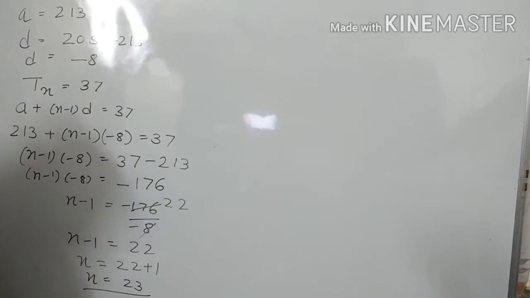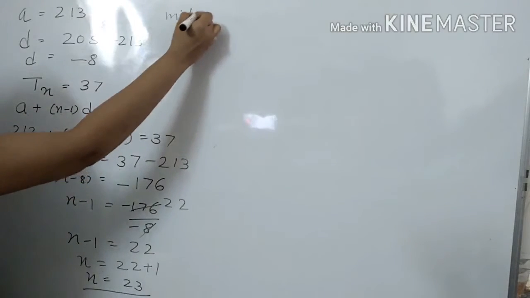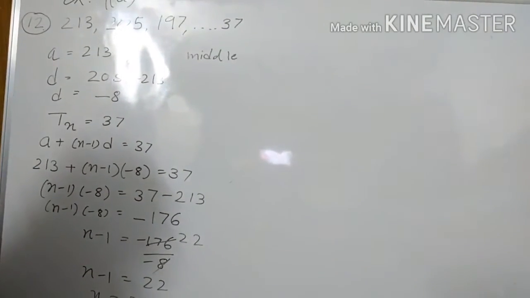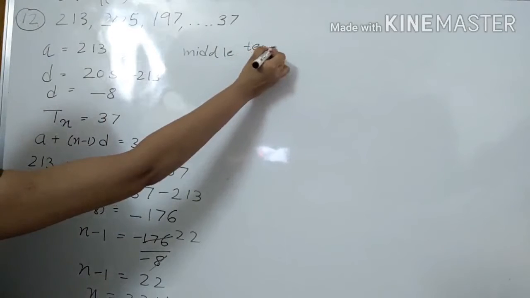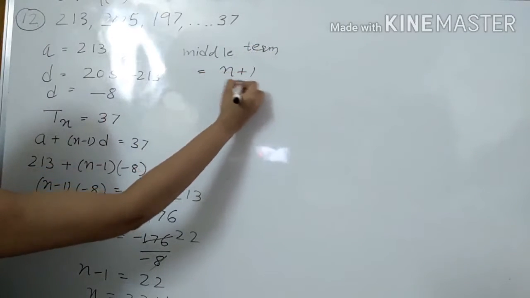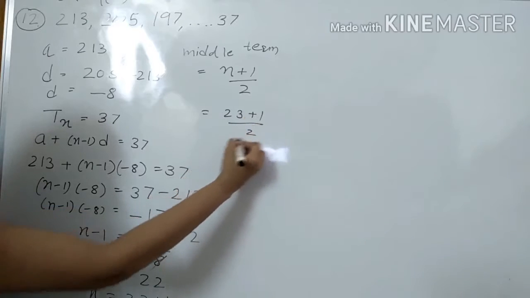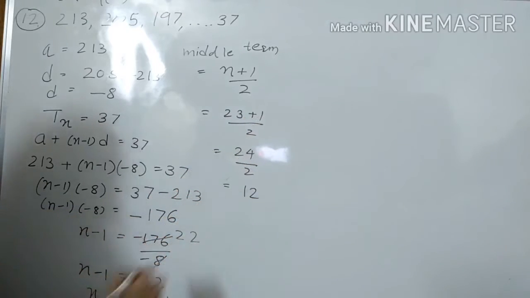So here we have to find the middle term. How do we find it? Using our middle term formula. Students, we have already studied the middle term formula in our statistics, that is the median. So the middle term is equal to n plus 1 by 2. Now what n did we find? 23 plus 1 by 2, that is 24 by 2, that is 12. So the 12th term is the middle term here.